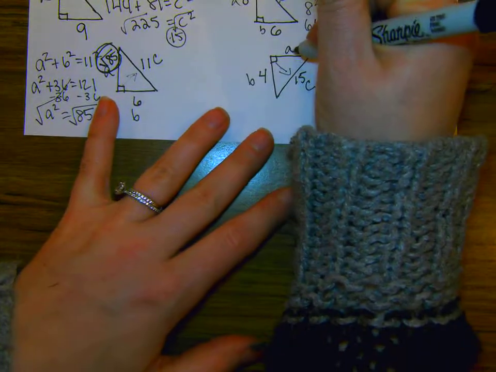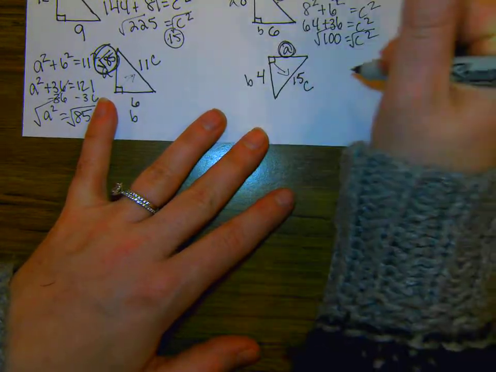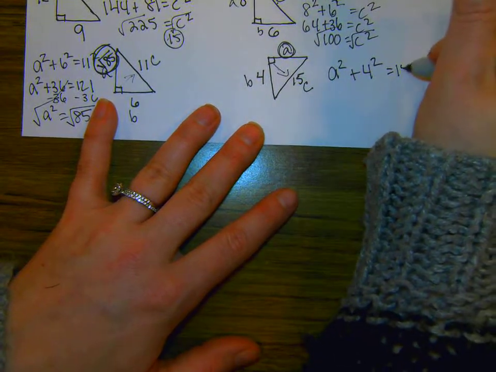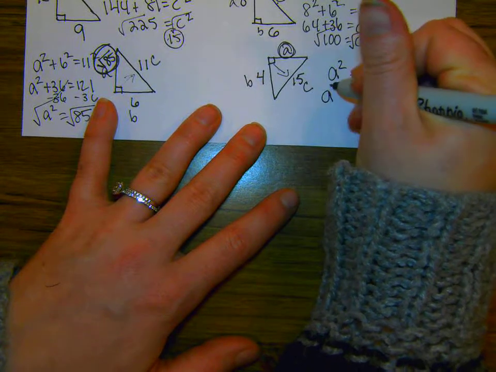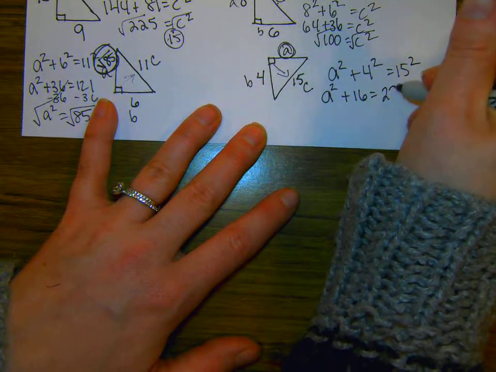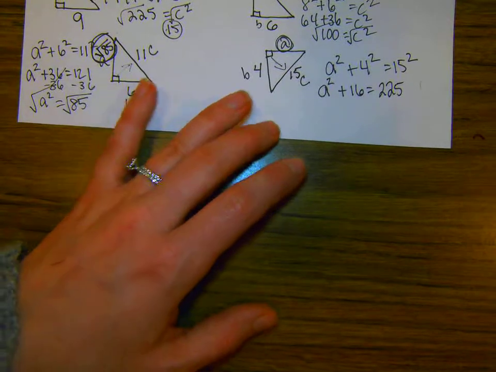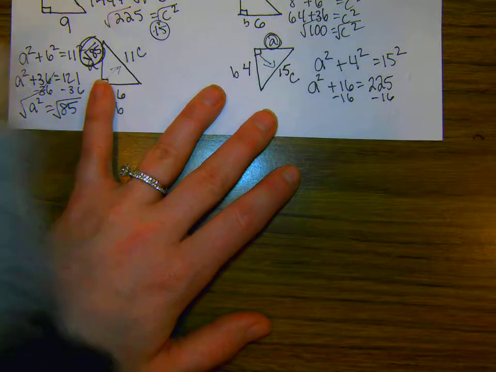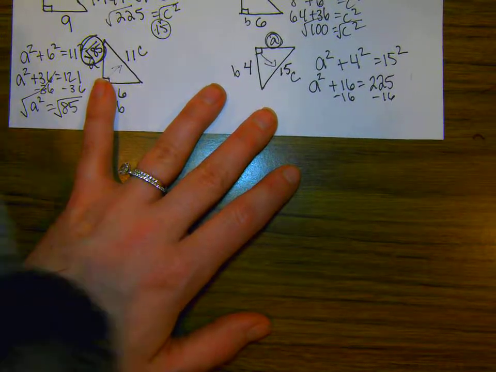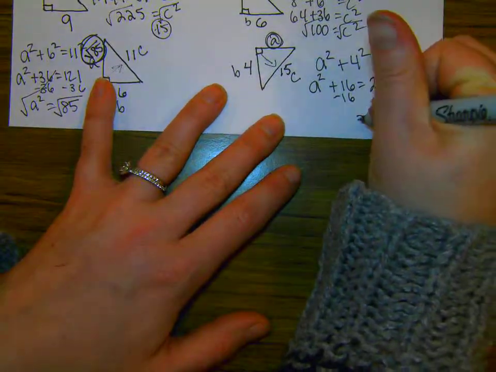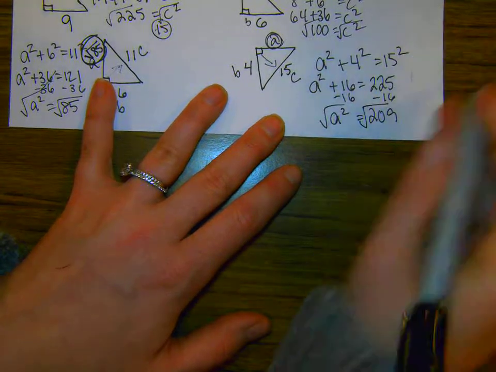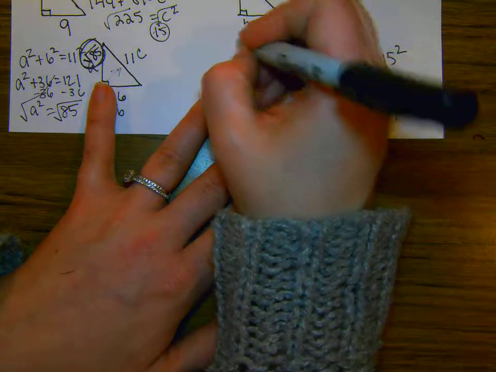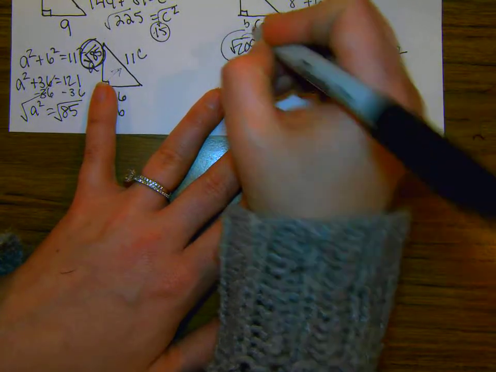So same thing, we're trying to find A here, that's our unknown of the triangle. So we have 4 squared is B, 15 squared is C. So A squared plus 16 equals 225. Again, when you're finding A or B, you have that one extra step where you have to subtract. So 225 minus 16 is 209. The square root of 209, again, that's always your last step. Square root is a decimal, so we're going to leave that as our answer. Square root of 209.